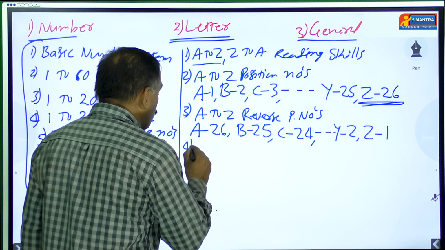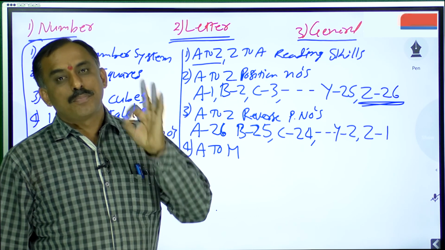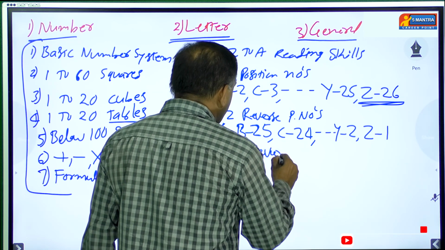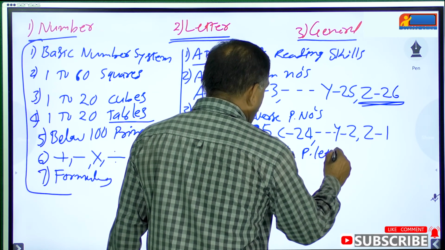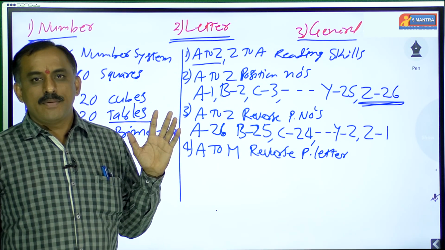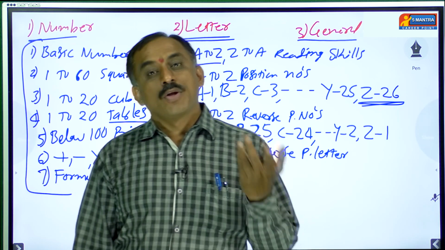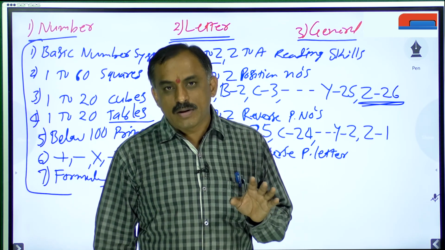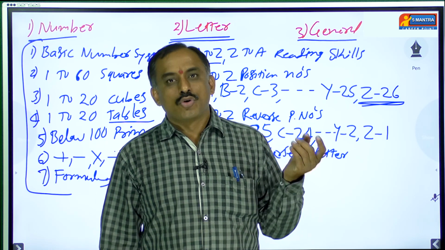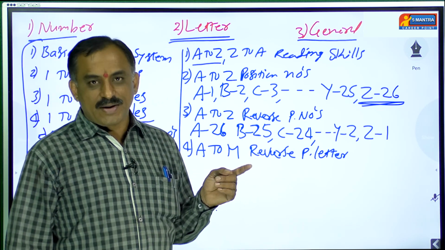Then the next one, the fourth one, A to M alphabet's reverse position letter. Reverse position letter is also important. What is the meaning of reverse position letter? Up to Z is not important. A to M is important because in English, how many letters are there? 26 letters are there. Out of 26 letters, how many pairs of letters are there? 13 pairs of letters are there. So, what is the 13th letter? M is the 13th letter.